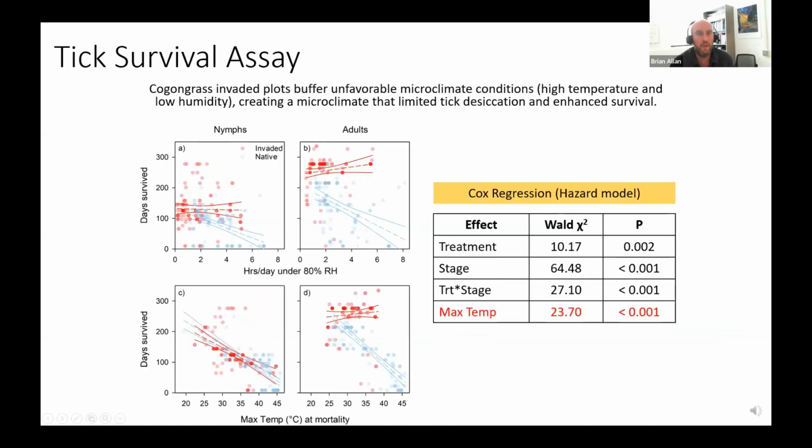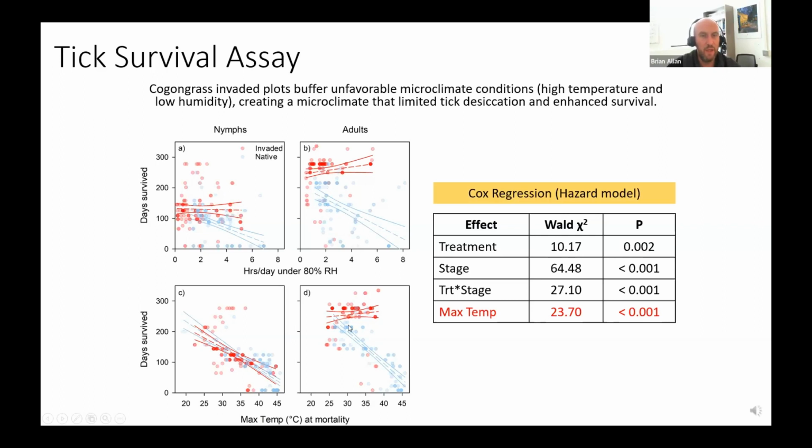We also performed a statistical analysis. So these are some of these same data presented a little differently, which is looking at the number of days survived for nymphs and adults with the number of hours per day under 80% relative humidity, and then looking at that relationship with tick survival. And what you can see in these top two panels here is that over time, the relationship between the number of days they survive and the number of hours per day under 80% relative humidity is a negative relationship for the ticks in the uninvaded habitats. In the ticks in the invaded habitats, there's basically no relationship. And so you get a flat line.